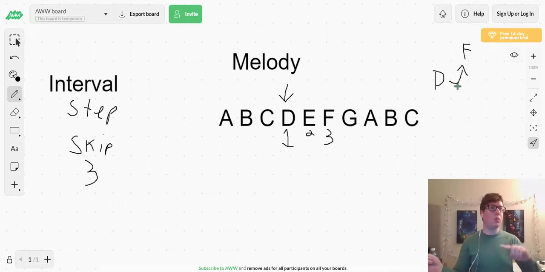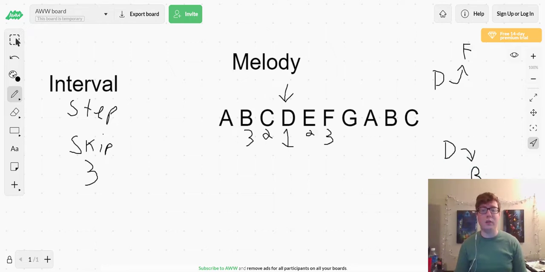But we can also go down that way. So once again, D is number 1. That's the most common mistake I see people do, is that they just don't count whatever they start on. D is 1, C is 2, and then B would be number 3. So D down to B would be a third as well.